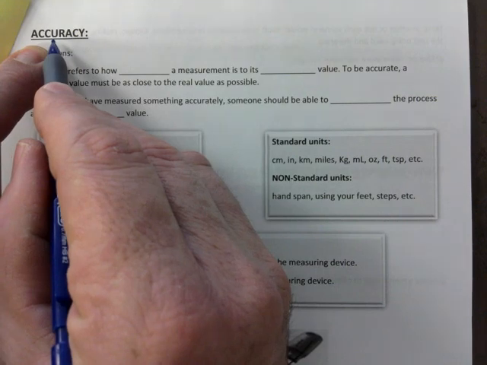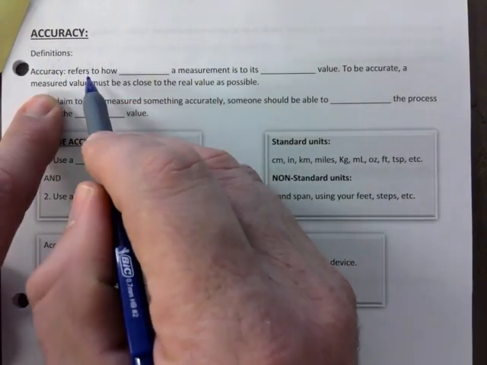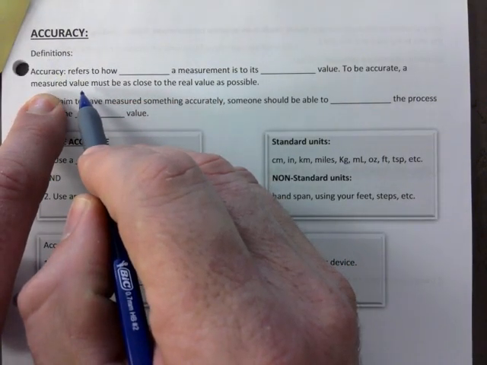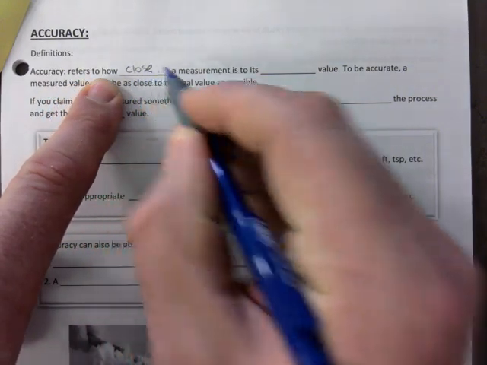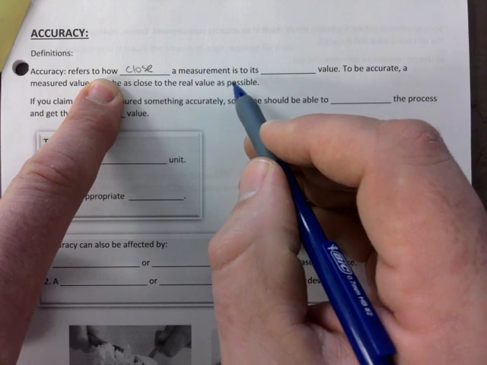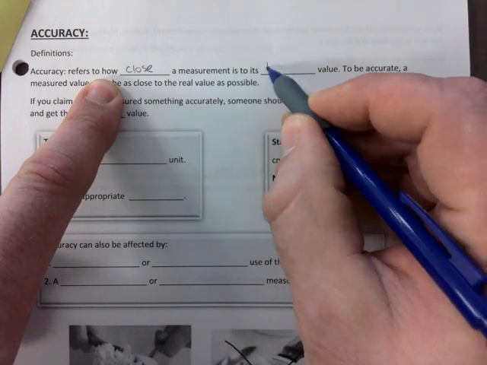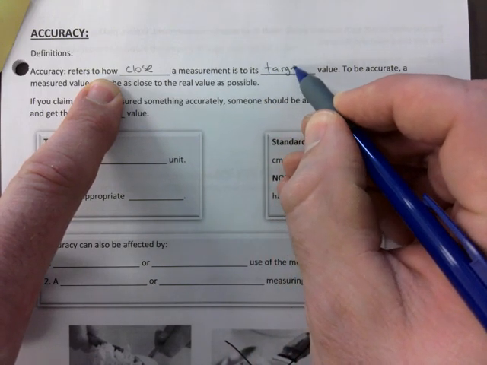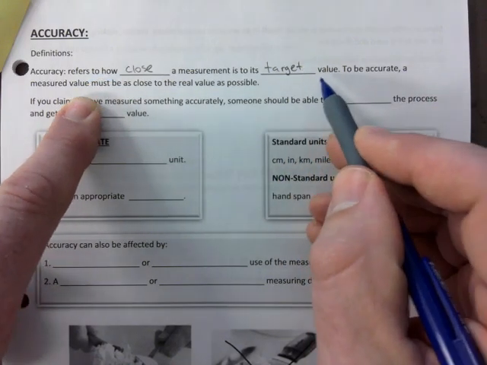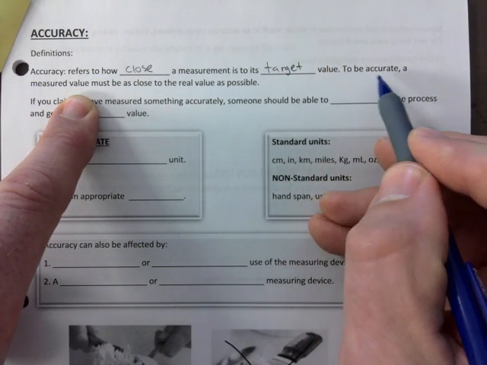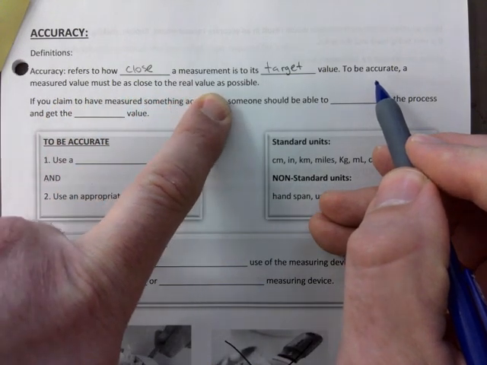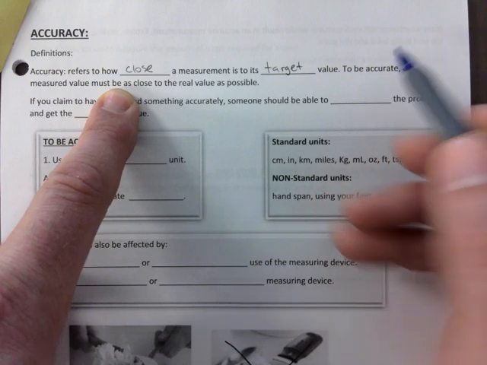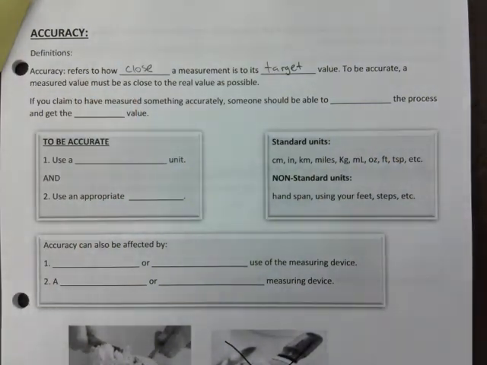So accuracy, right? Some definitions. Accuracy refers to how close a measurement is to its target value. To be accurate, a measurement value must be as close as possible to the real value. Okay, so that is one definition of accuracy.